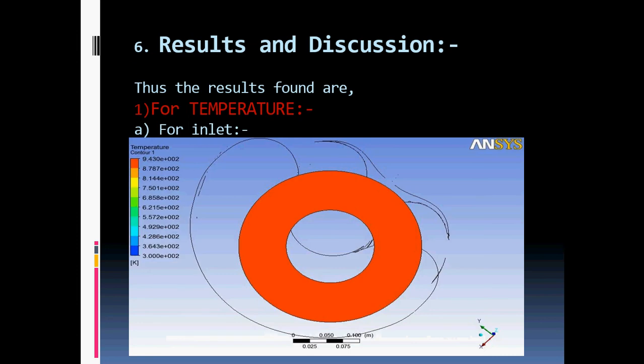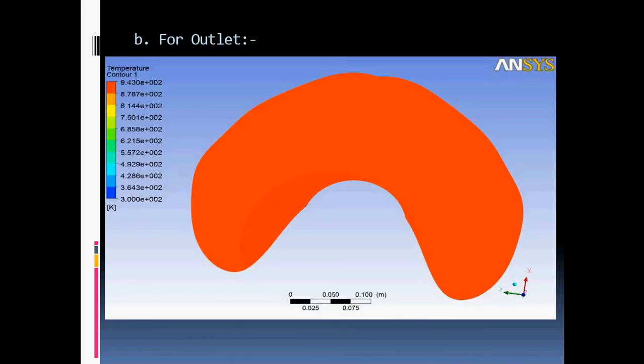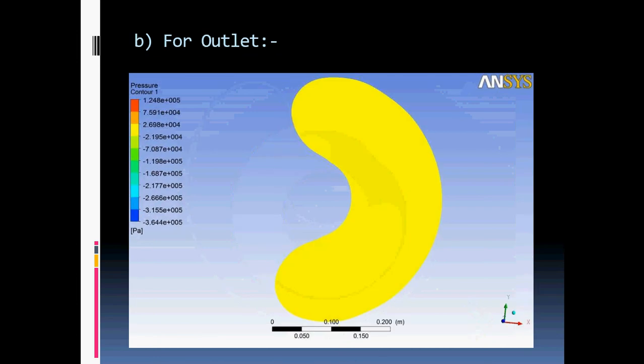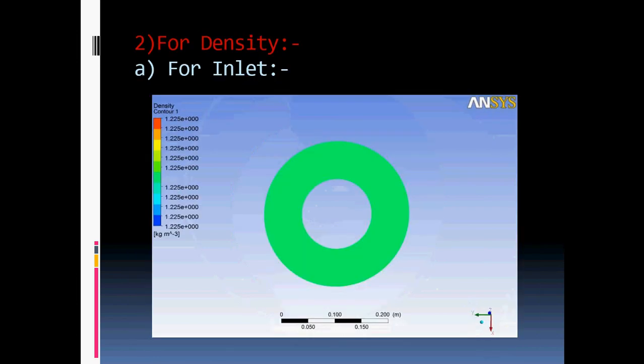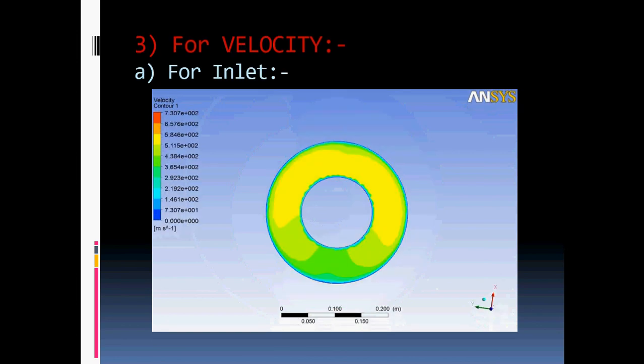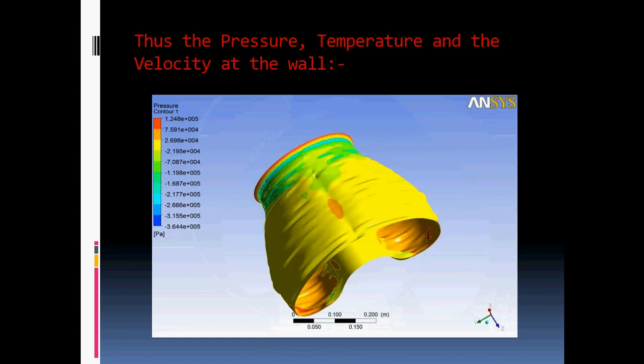Coming to the results and discussion, this is how the temperature has varied from inlet to outlet. And this is the pressure variation, how it has varied from here to there. Similarly for density, and similarly for velocity too. Now this is one of the views where we have shown how the pressure, temperature and velocity have varied from inlet to exit.